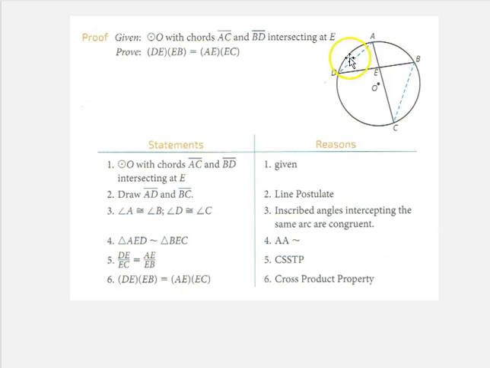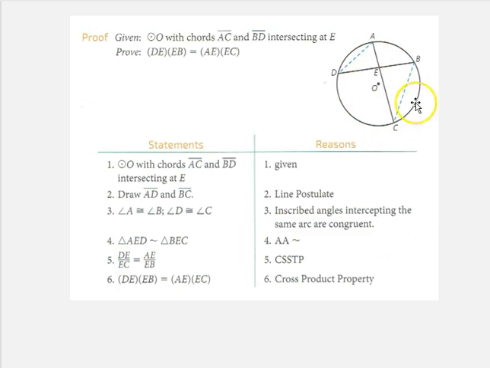We can also state that triangle AED is similar to triangle BEC because of the AA similarity postulate. We know that we have the congruent angles, and we know that we have vertical angles, and that's enough. We can now use a proportion similar to what we've used in the past, and we can say DE is to EC as AE is to EB.